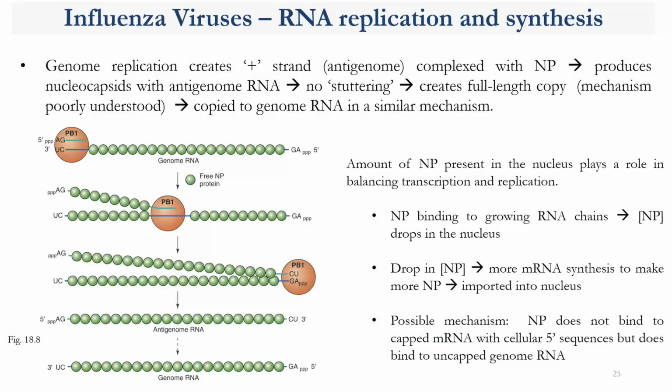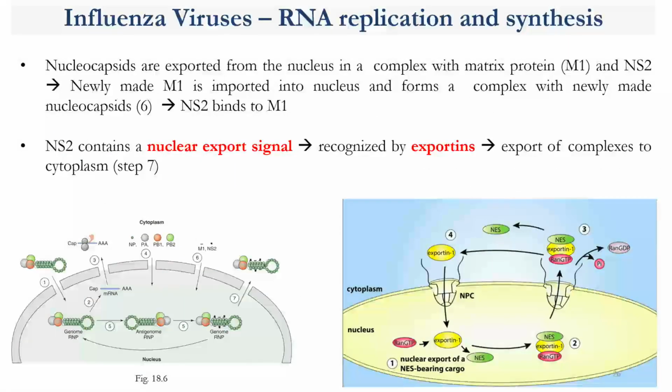So as the concentration of NP drops, you synthesize mRNA to make more NP, you bring it into the cytosol, and you replicate again, okay? And you continue doing that until you have enough particles. Now, the nucleocapsids are then exported from the nucleus as they complex with your matrix protein M1 as well as NS2. The newly made M1 is again imported into the nucleus. It forms a complex with the newly made nucleocapsids. So here's your M1, NS2, and it's going to complex with newly made nucleocapsids, okay?